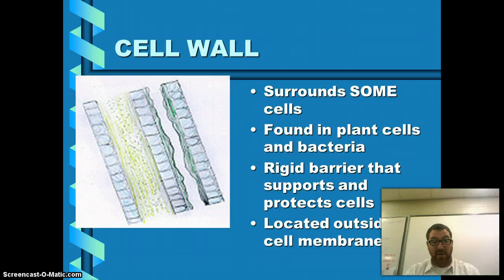Now, if you stop and think for a second, you may want to pause here when I'm done stating this. Why would a cell like a plant, for example, or an organism like a plant, want to have a rigid, supportive cell wall? Stop and think about it. All right, we're going to move on.